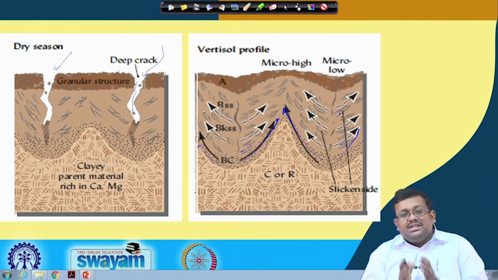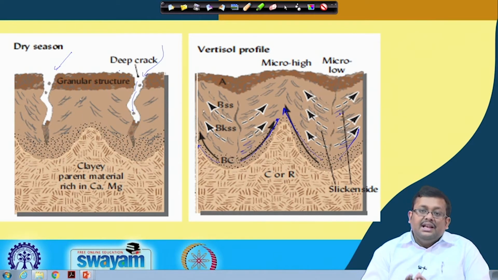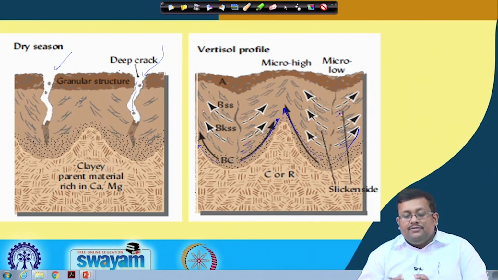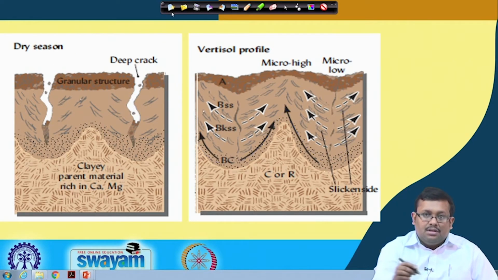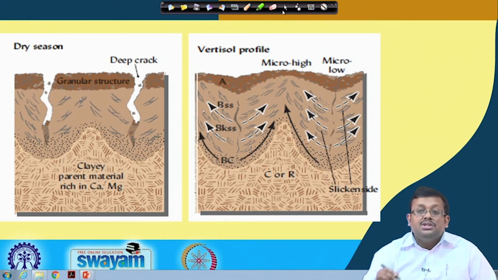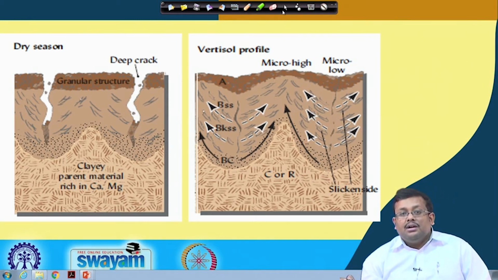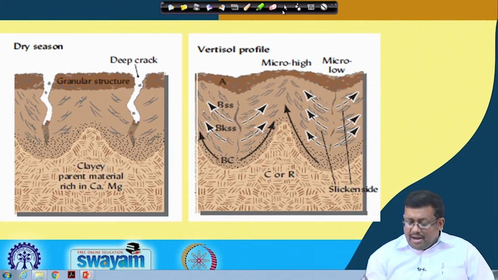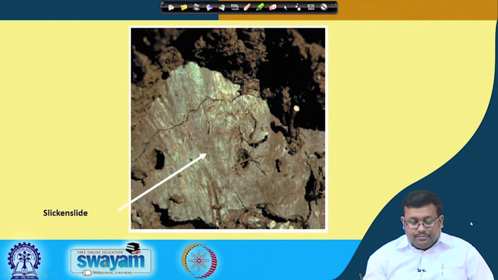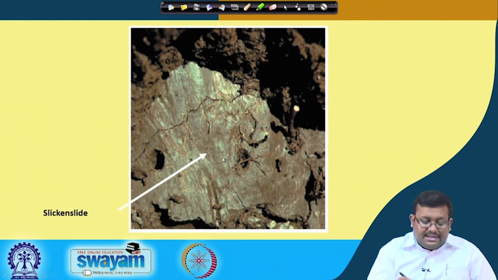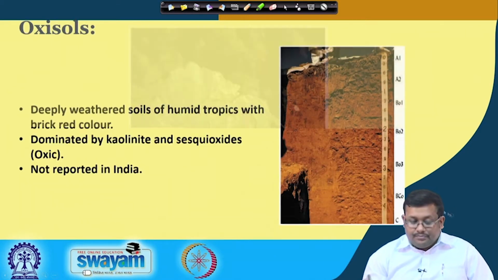So swelling and shrinkage property, slickensides, and these gilgai microrelief are important features of vertisols, and you will see these features when you visit this particular type of soil, specifically the black cotton soil of Maharashtra. Obviously you can see the slickensides features. These are shiny features present in vertisols.